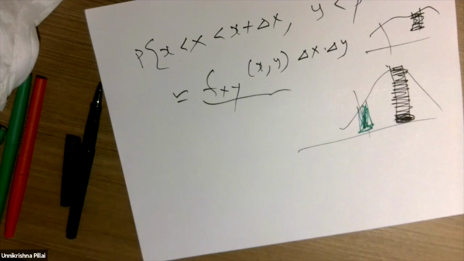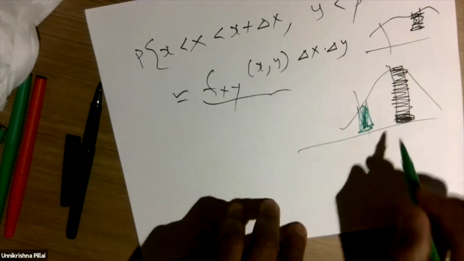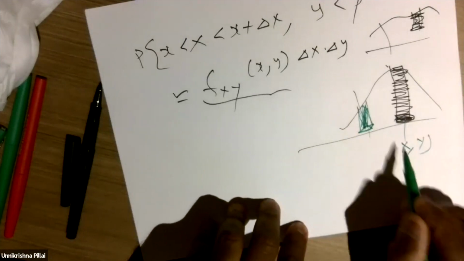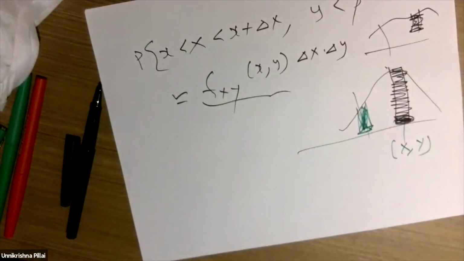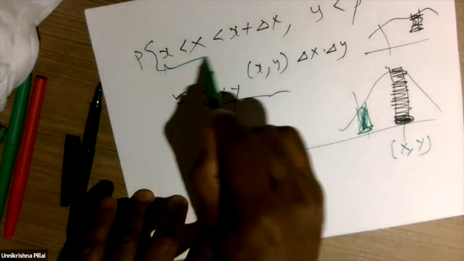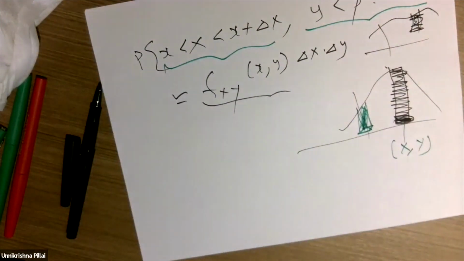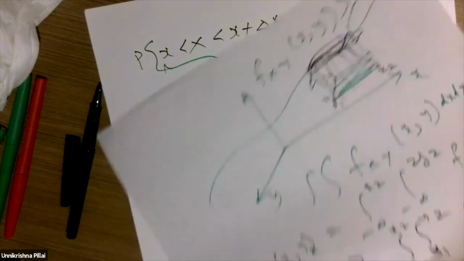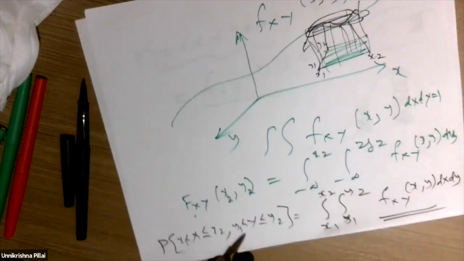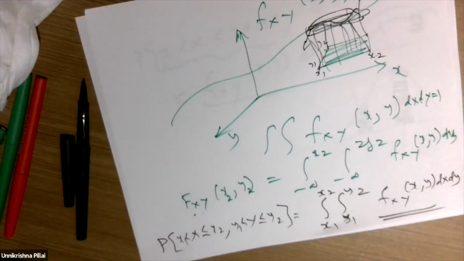So if you slide it, that will give you an idea how likely the two variables X and Y are to be in this small region. So this gives you the physical significance. Of course, if it is not delta x and delta y, you need to do the integration like this.